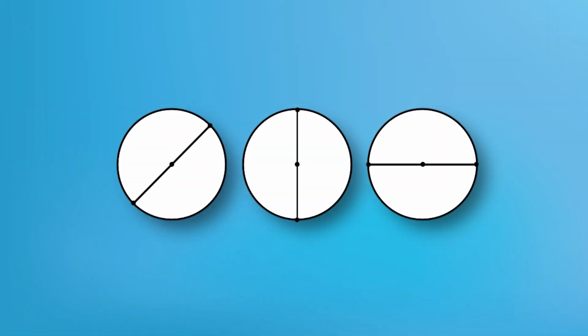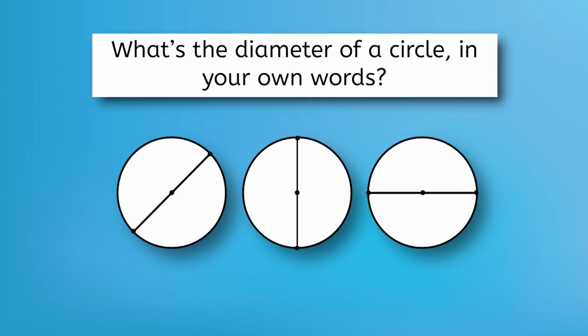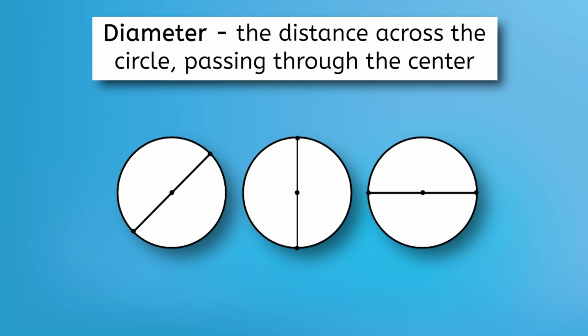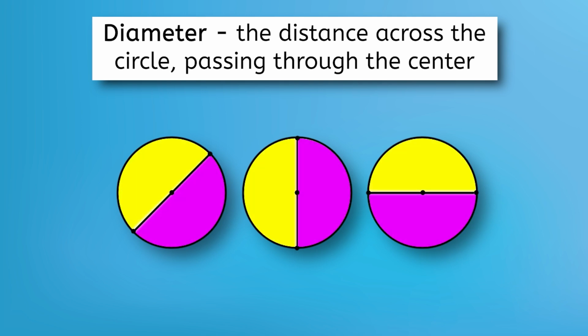Our next term is diameter. The manual shows these pictures as examples. What's the diameter of a circle in your own words? Write down your thoughts in your notes. The manual says a diameter is the distance across the circle passing through the center. Diameters divide the circle into halves.